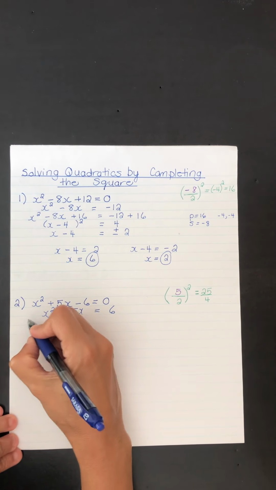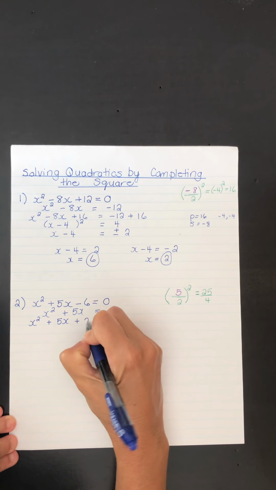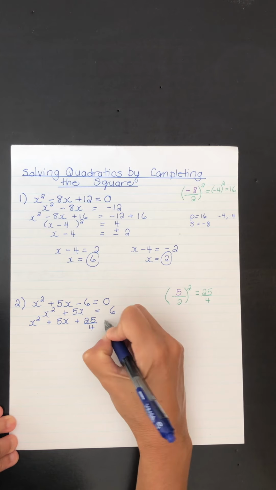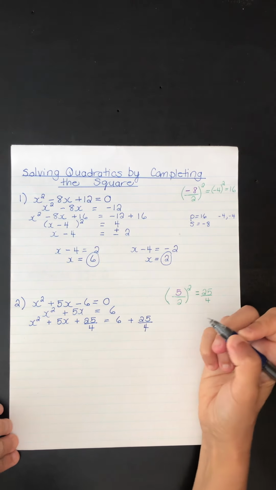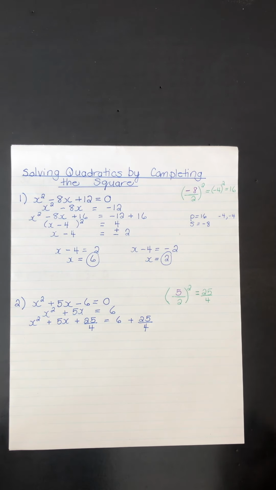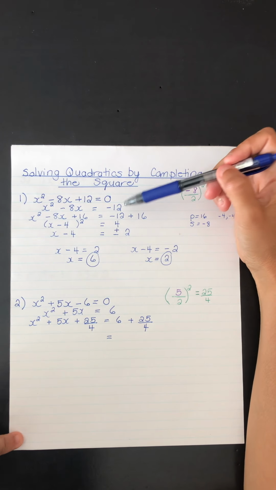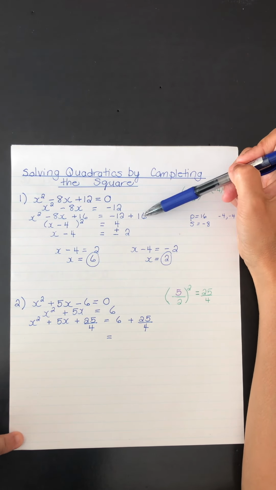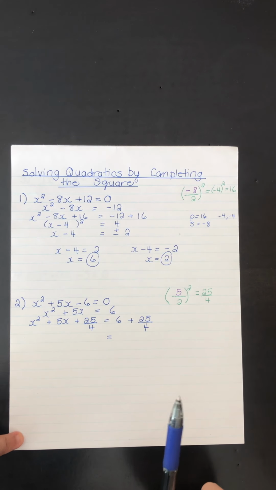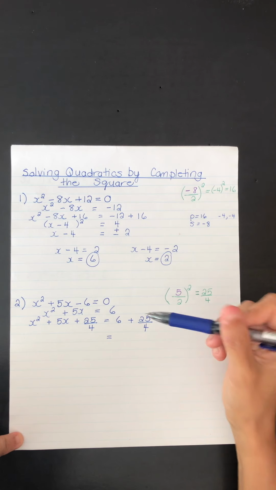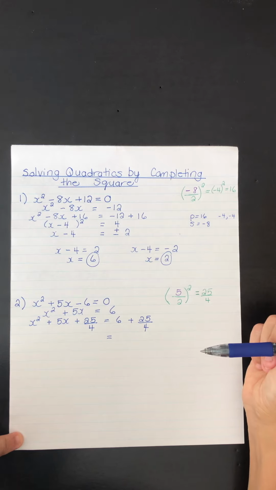So we go ahead and we add that now to both sides of the equation. Okay, so there it is, 25 quarters added to the left and to the right side. Remember what we did here now? We simply added -12 and 16 to get 4. So here I have to add 6 and 25 quarters. So if it was 6.25 plus 6, it would be 12.25.